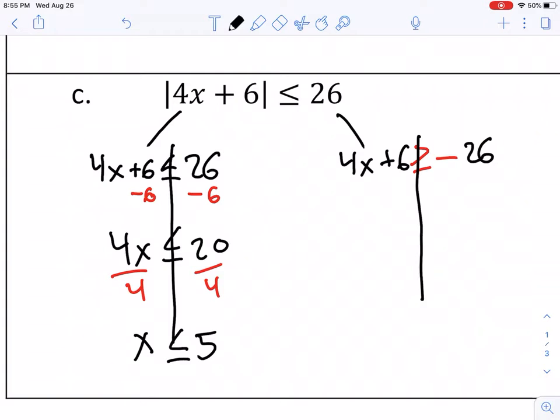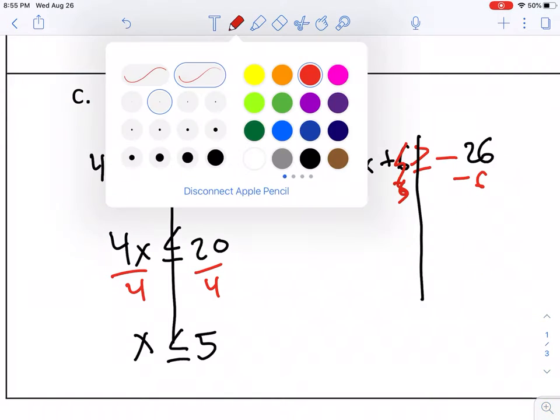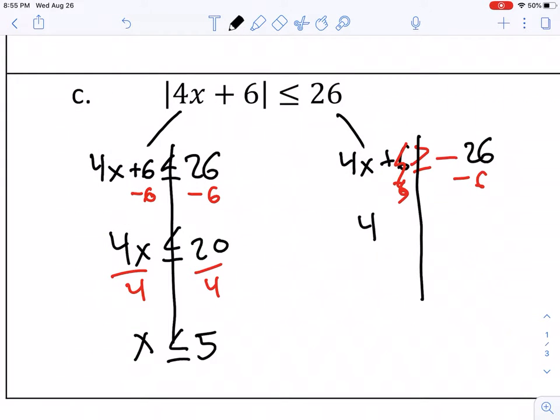And I would suggest that you do one at a time. I wouldn't suggest that you do like, -6s all the way across and then divide 4. You're better off to just do one equation completely and then move to the next equation. Do it completely. So those cancel. We're left with 4x is greater than or equal to -32. We are dividing 4 to both sides. And we are finding that x is greater than or equal to -8.